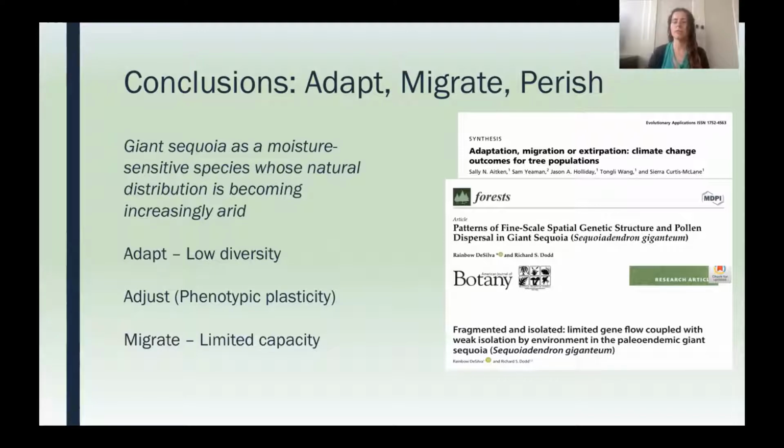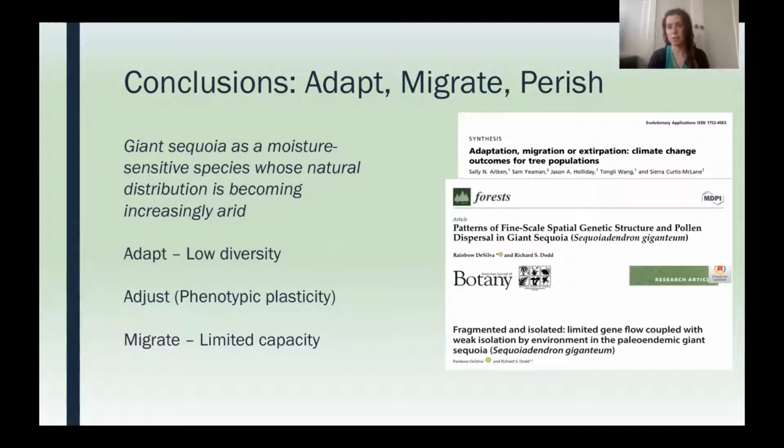So if we think about those options for giant sequoia, we can think about the adapt. The positive here is that we found a signal of local adaptation, meaning some populations are likely more drought tolerant than others. So that's good. But when we looked at neutral diversity in giant sequoia, we found across the range neutral diversity is quite low compared to a lot of other conifer species.